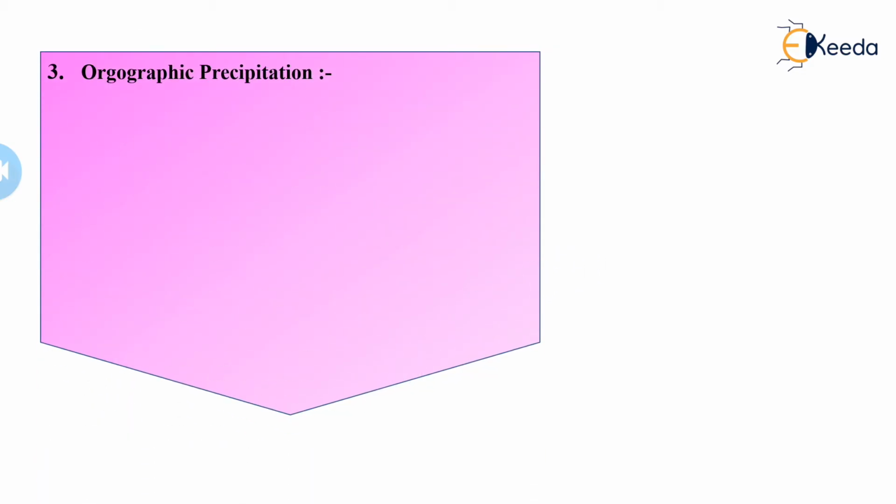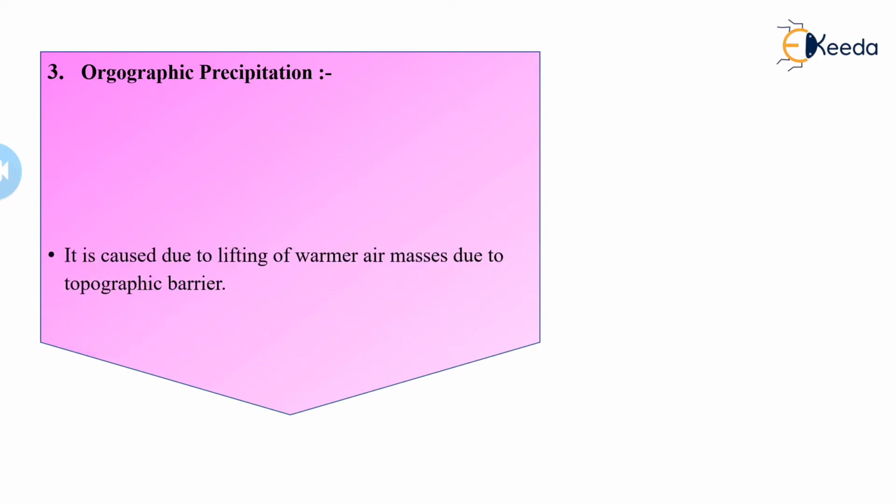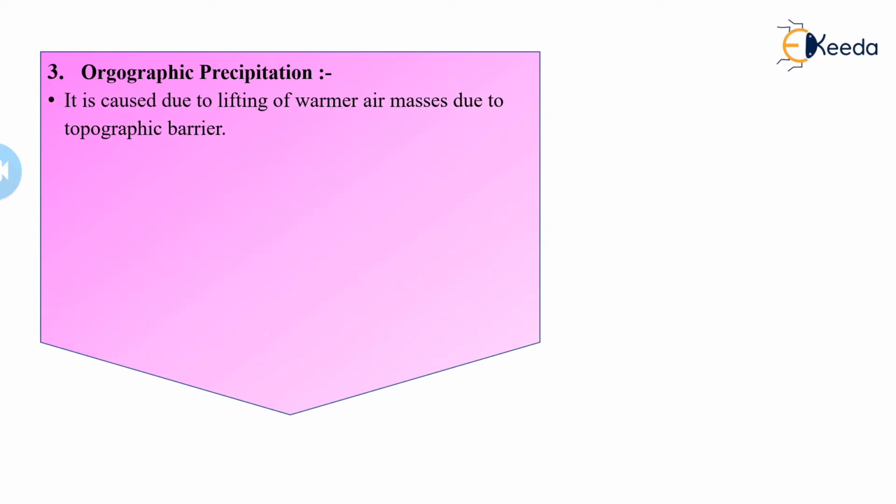Then the third type is orographic precipitation. This type of precipitation generally occurs in Maharashtra, or generally in the region of hilly areas or mountain areas. So how is it caused? It is caused due to the lifting of warmer air masses due to topographic barriers.